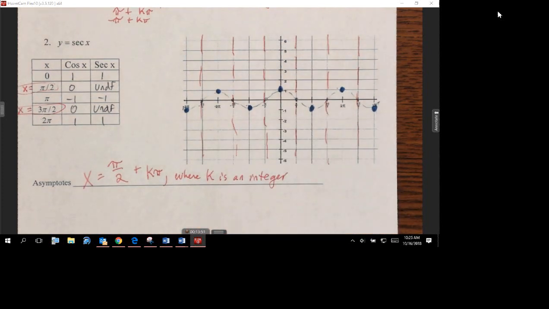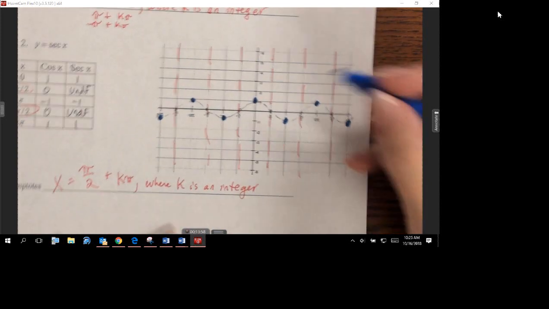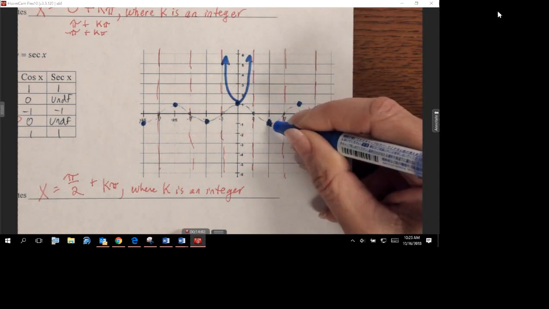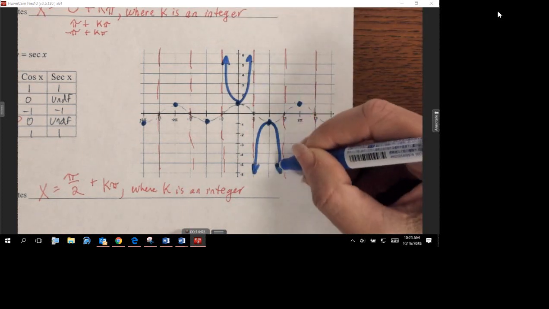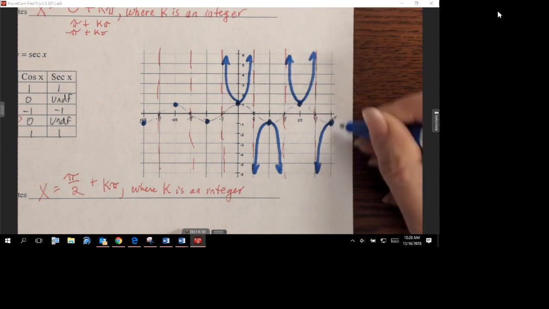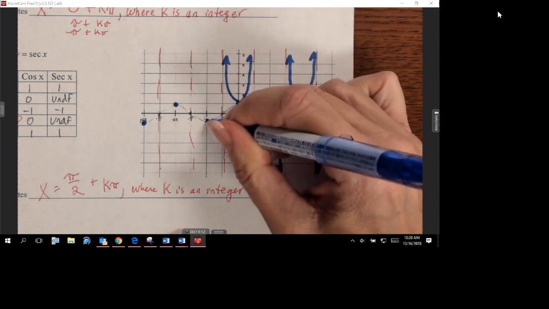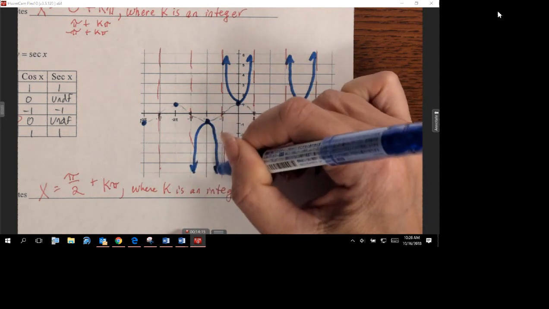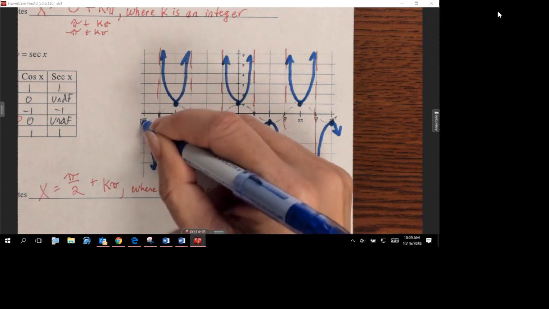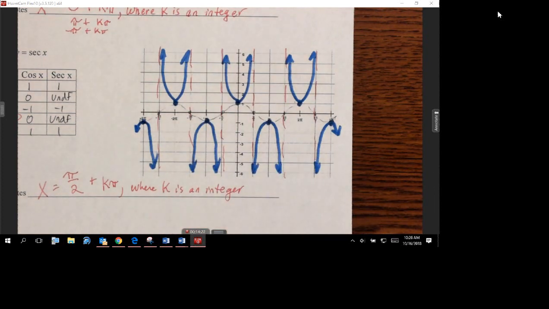And then if you looked on Desmos or if you remember, sine and cosine are almost the exact same. They're just translated 90 degrees. These are going to look the same. If it's an upper point, it's going to open up. If it's a lower point, it's going to open down. We use our asymptotes to get closer and closer and closer. They don't cross through the asymptotes. And we have our secant graph.